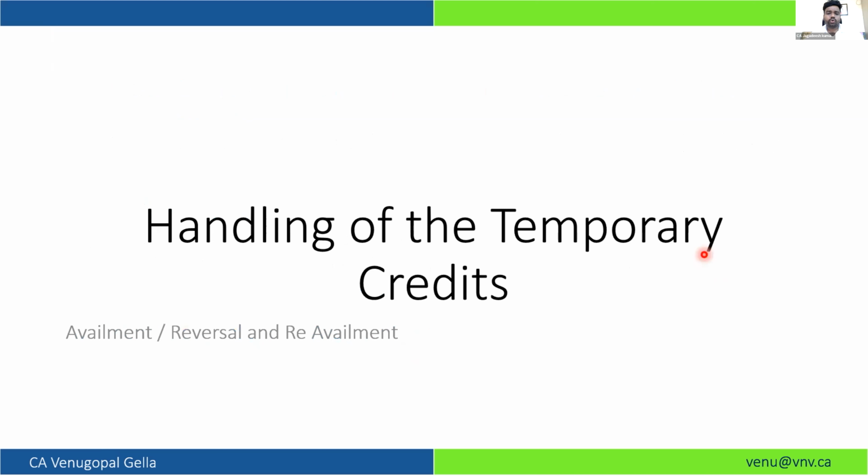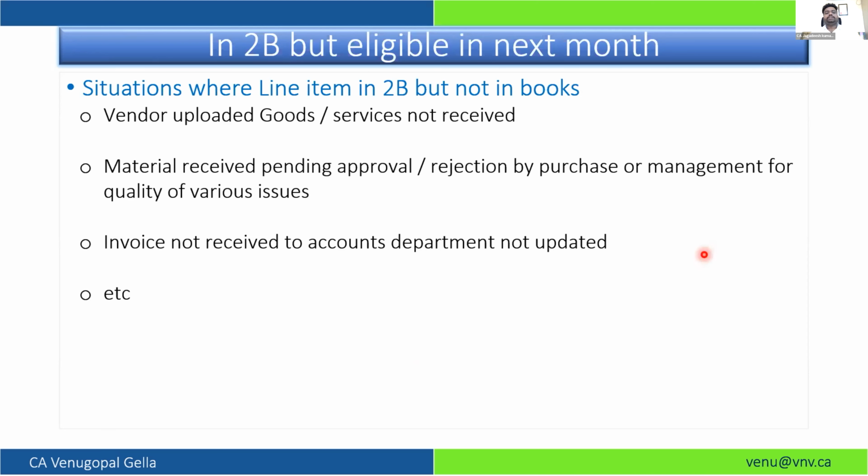Okay. So, handling of the temporary credits situation. Let's say my ITC is reflecting in 2B, but I have not accounted for it in my books, because there may be various reasons. One may be that I have not received my invoice, or I have received material but the quality control check has not been completed. In that case, I will not enter it into my GRN register, and the credit will not be reflected in my books. Let's see what we have to do in that case.